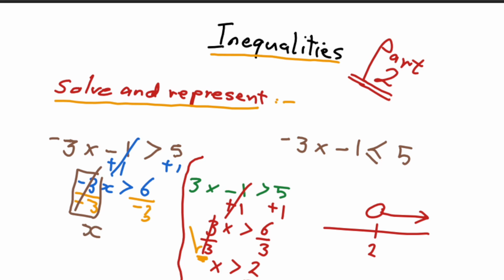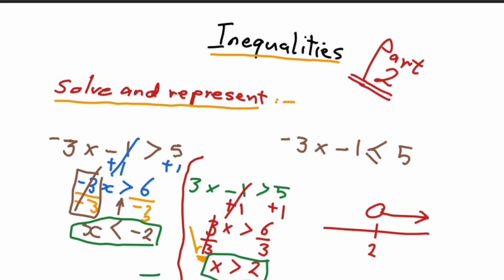From now on, whenever you divide or multiply by negative, you flip the inequality sign. So it was this. Now we will make it this way. And 6 divided by negative 3 is negative 2. Now, did you notice the difference? Here we got x is more than 2, and here we got x is less than negative 2. So be careful. When it's negative, you need to flip the sign.